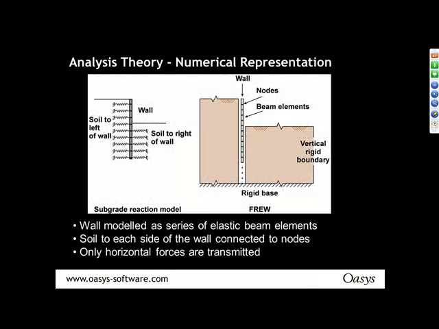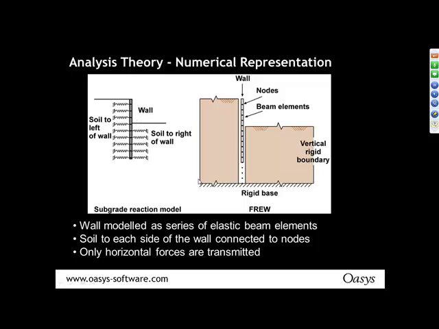So for the analysis theory, the way Frew works and the numerical representation is very important, and it is important you understand this. The wall itself is modeled as a series of elastic beam elements, and these beam elements are connected by a series of nodes, and the soil to each side of the wall is connected to the nodes using a kind of spring system, and only horizontal forces are transmitted. And at these nodes, for example, prop forces can also be transmitted, and so on and so forth.